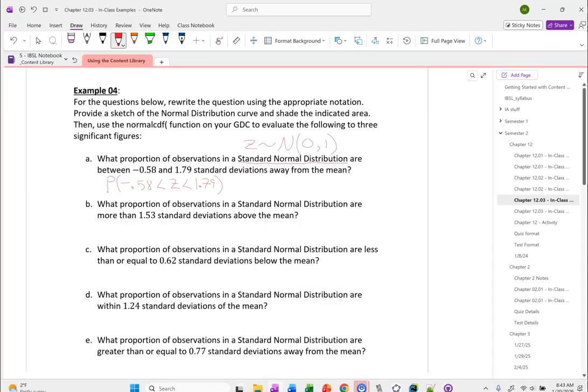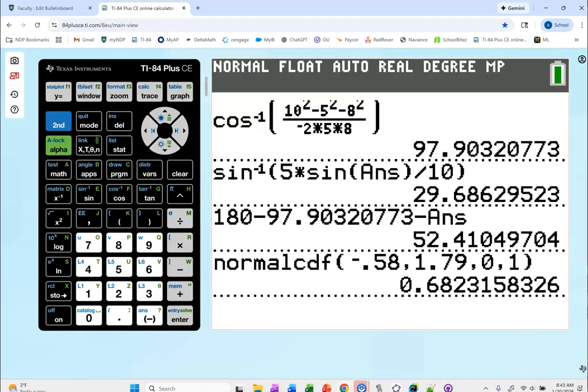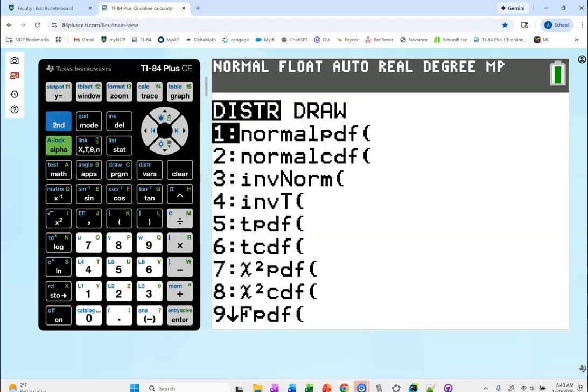All right. It says what proportion of observations in a standard normal distribution are more than 1.53 standard deviations above the mean. So again, I know that my distribution is normal 0, 1. And we want more than 1.53. Everybody's okay? All right, so once I have that written, I'm going to go to my graphing calculator. Normal, do I want PDF or CDF?